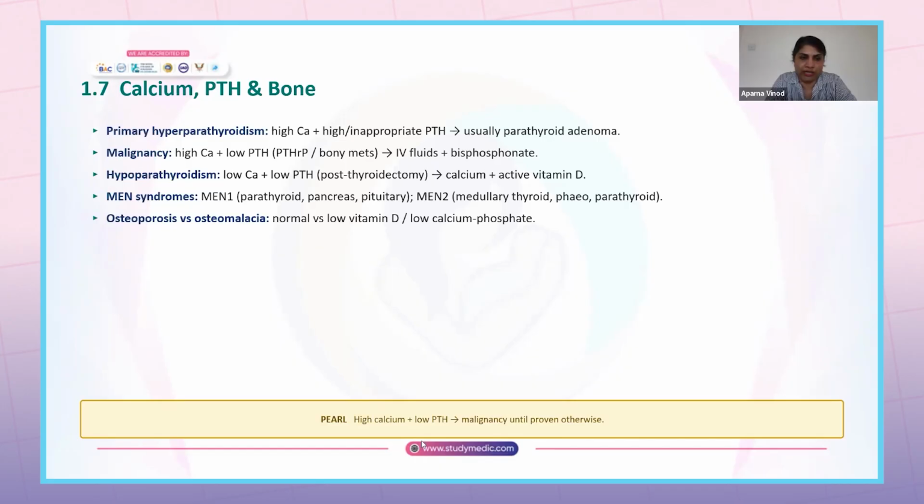In hypoparathyroidism, calcium will be low because of a low parathyroid hormone. That is seen usually post-thyroidectomy. So you will need to give calcium and vitamin D, active vitamin D for this.